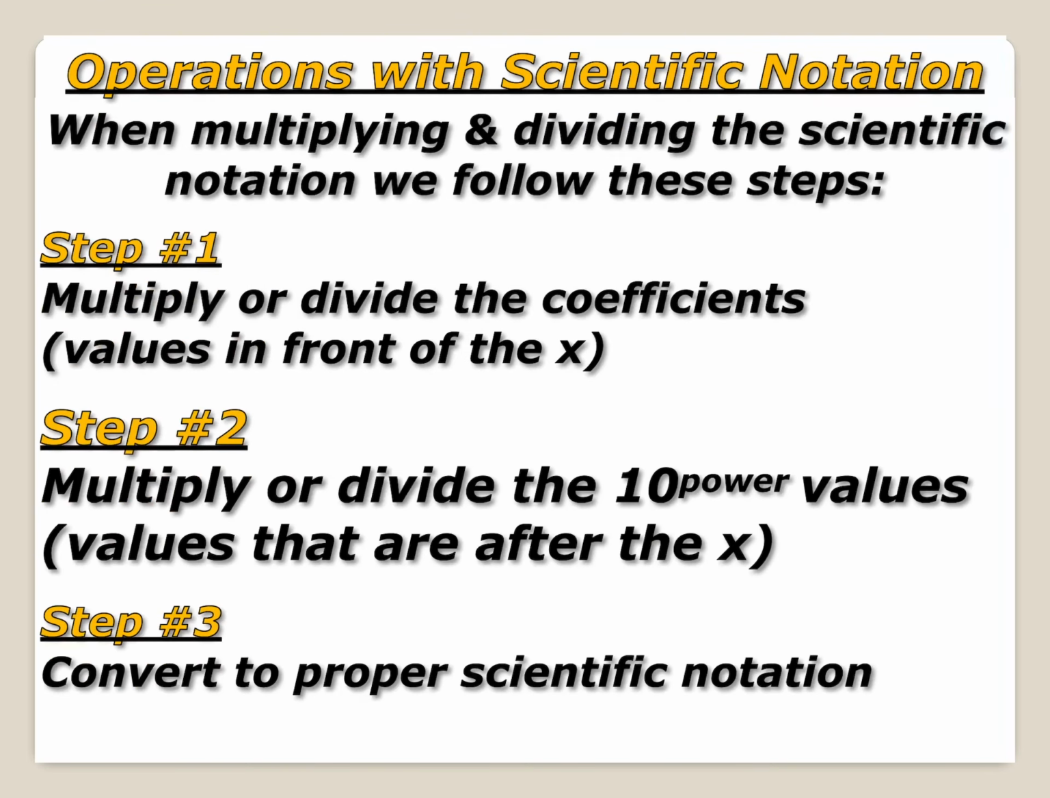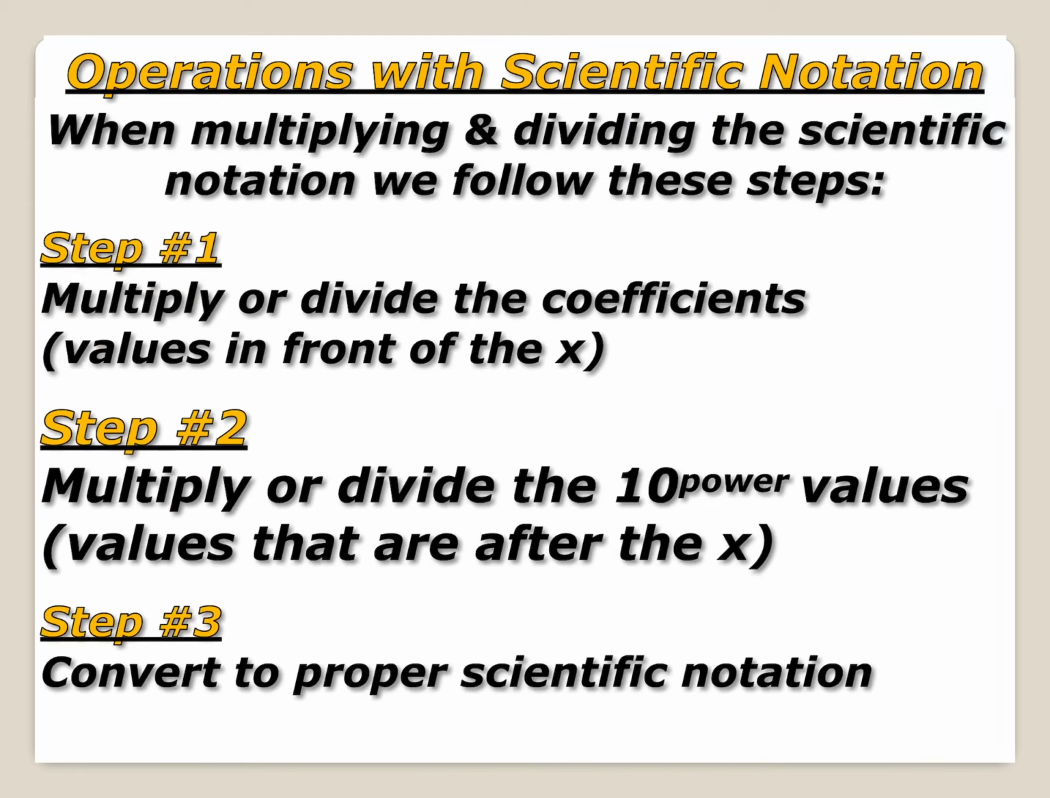So we're going to apply exponent rules to this, and anywhere that we have coefficients in front of our scientific notation, we're going to use regular operations on those just like we've been doing. So multiply or divide those values. We're then going to add or subtract our powers of 10 because we're going to apply exponent rules to that. And then the very last step to our problem is to convert into proper scientific notation.